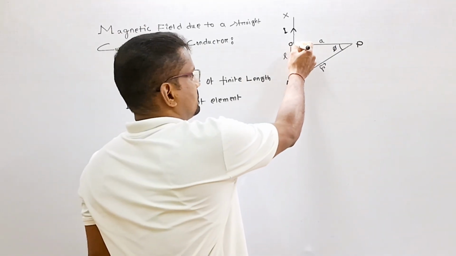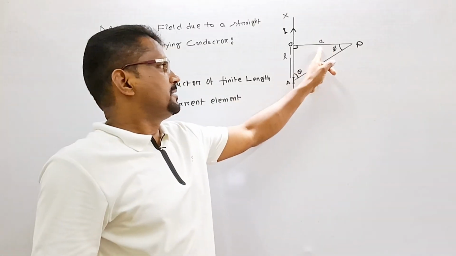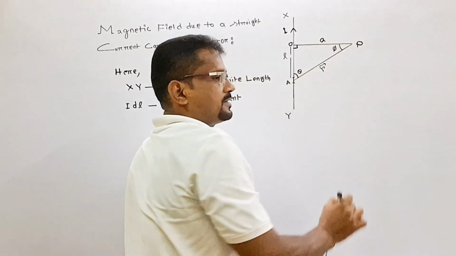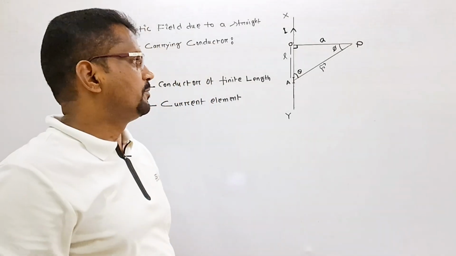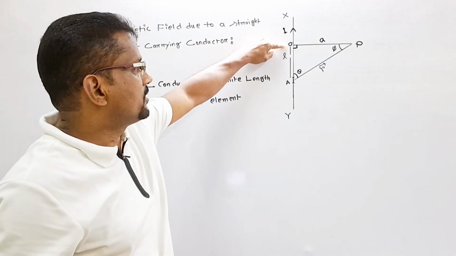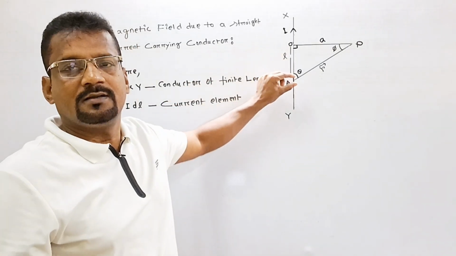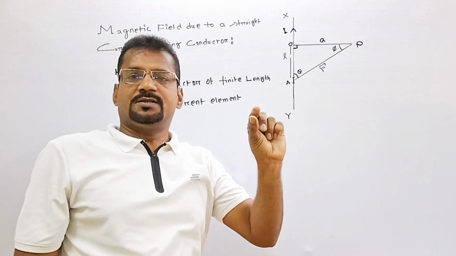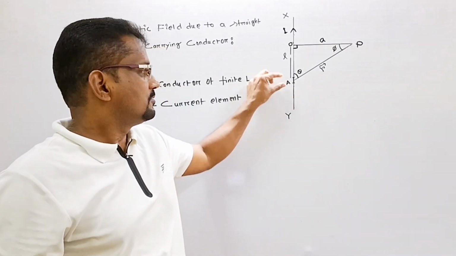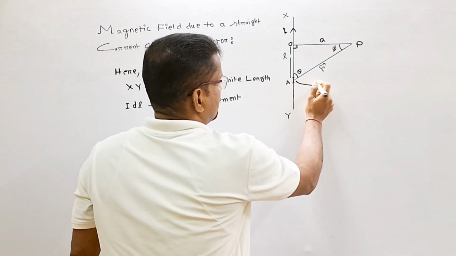This is 90 degrees. And P is at a distance of A. That's the perpendicular distance of the point. Now, from this point, at some distance L, we have considered a very small part of the wire, and this is its length, suppose dl.